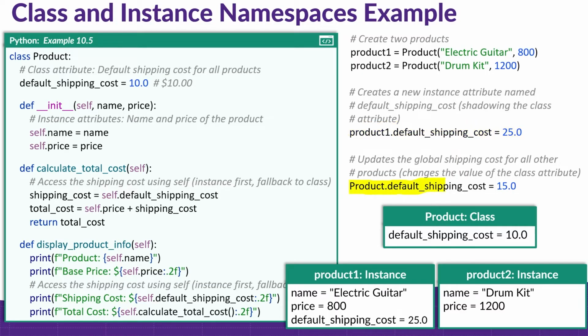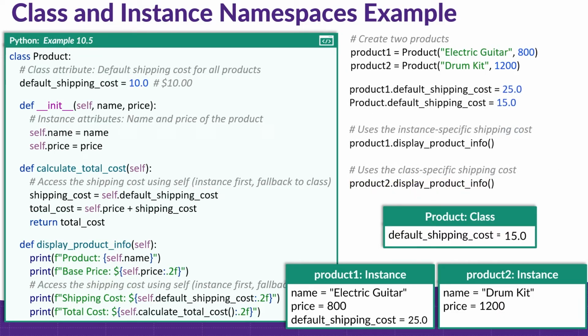Now on the next line, we are accessing the class attribute. And the way we do this is through the class name dot instance attribute name. And this updates it to 15. But notice how this had no effect on the default shipping cost for product 1. They're not linked together.